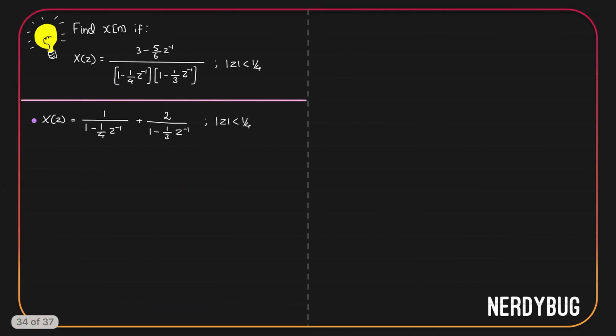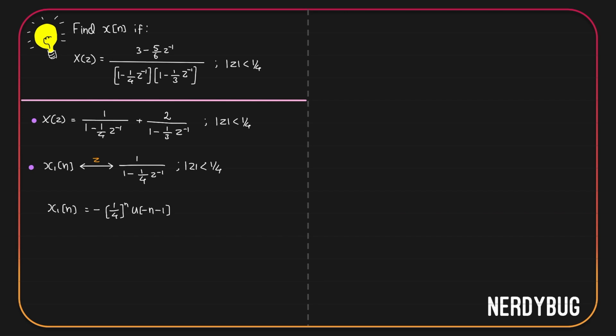Let's go to the next problem. Here again we have the same x of z but with a new ROC. Magnitude of z is less than 1 by 4. So we can use our same partial fraction expansion with the new ROC. Let us again take x1 of n to be the inverse z transform of the first part. ROC is going to be magnitude of z is less than 1 by 4. So x1 of n is a left-sided sequence. We can write x1 of n is equal to minus 1 by 4 to the power n u of minus n minus 1.